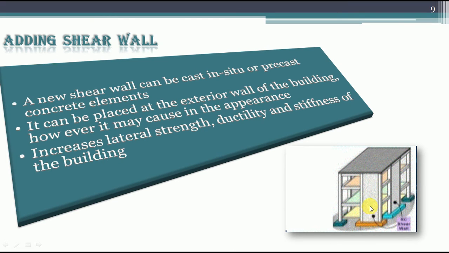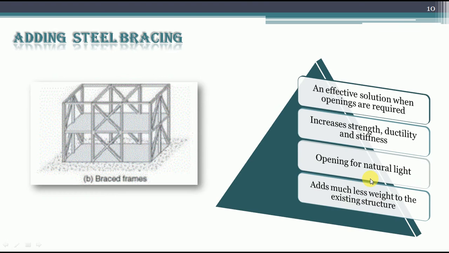It does not permit exterior light or ventilation to the interior of the building. Compared to the shear wall, bracings provide opening for natural light and also add much less weight to the existing structure. Bracings also increase strength, ductility and stiffness to the RCC structure.